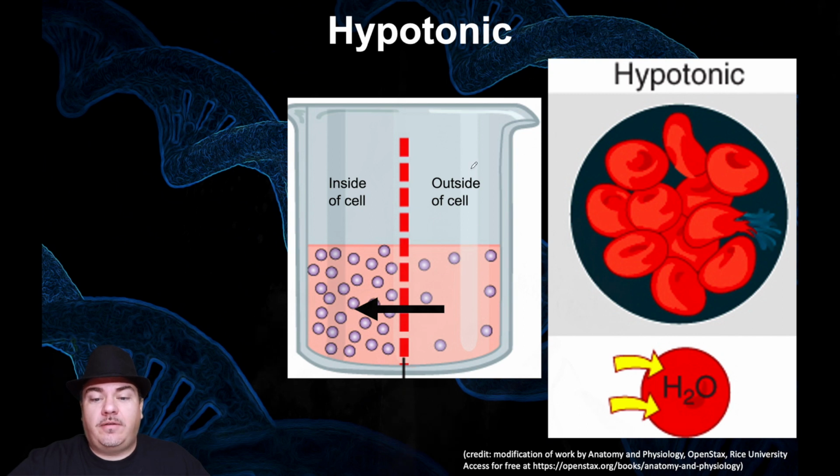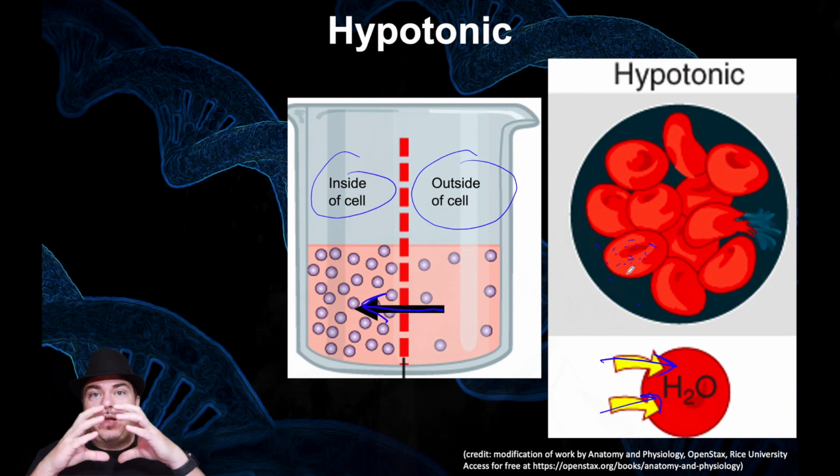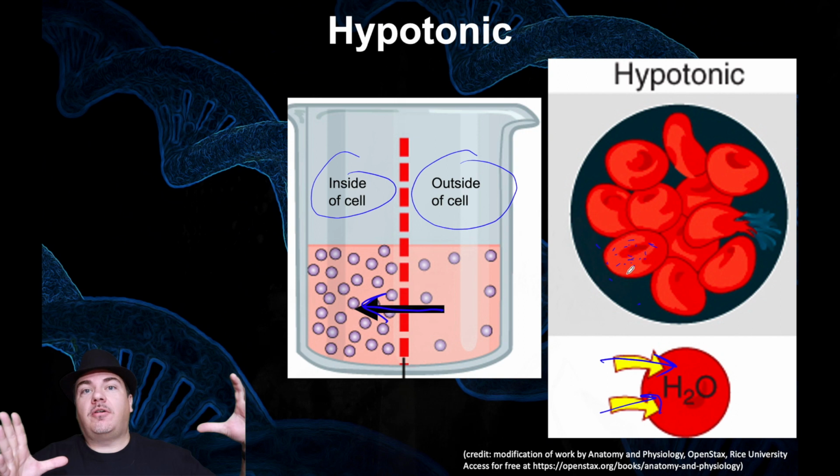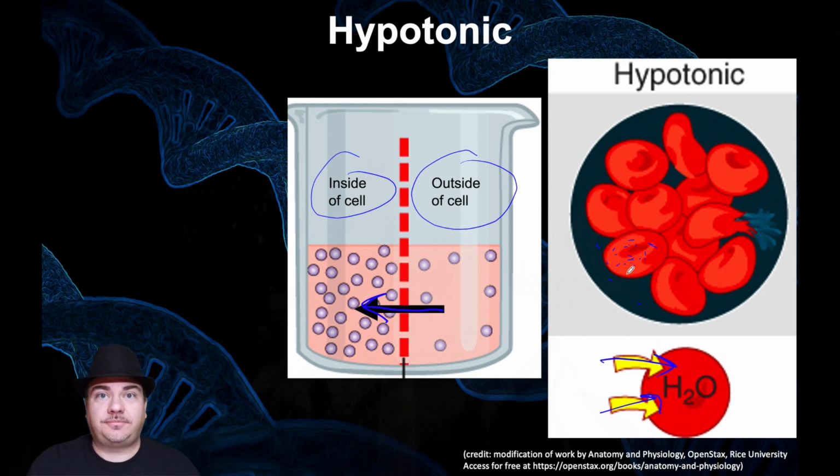So since you now have less solute outside the cell compared to the solute inside the cell, that means there's a difference in solute concentration, so osmosis is going to happen. The direction of osmosis is from low solute concentration to high solute concentration. So water is going to enter that red blood cell, and that red blood cell is going to swell up, and then it's actually going to burst open, killing that red blood cell.